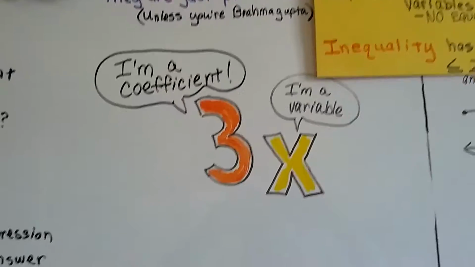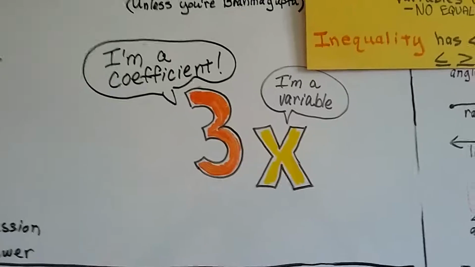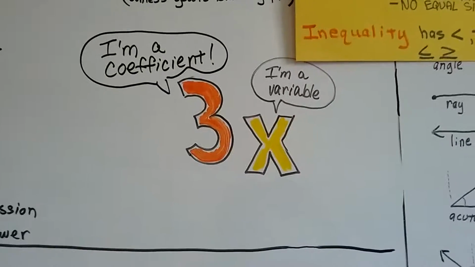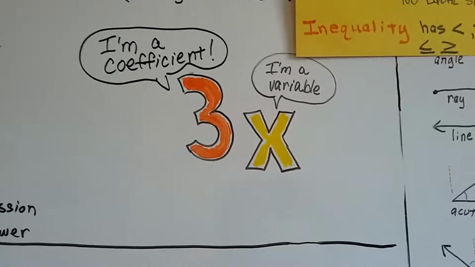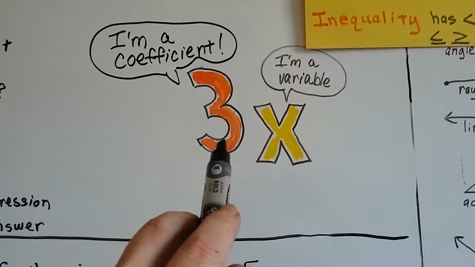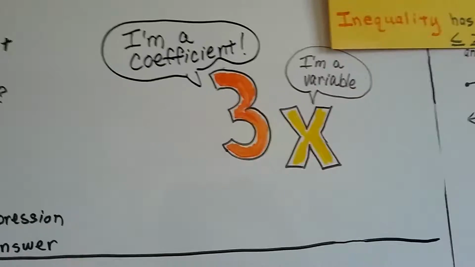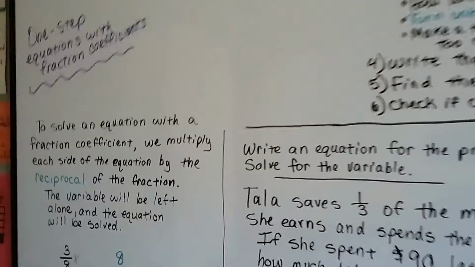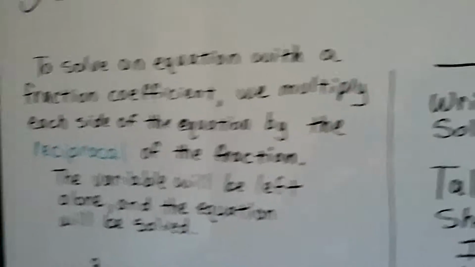And you can see the word co, like a co-worker. They work together. This x is making him a coefficient. And if he were any other letter, A, B, C, D, E, F, G, it doesn't matter. Whatever variable is with a number turns the number into a coefficient. He's a numerical coefficient, okay?